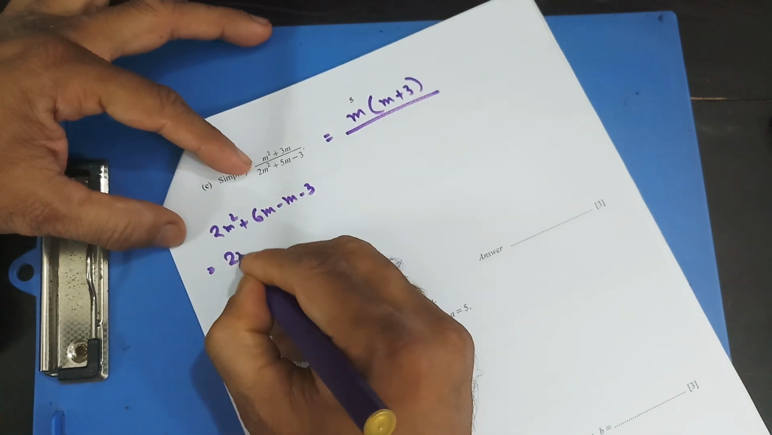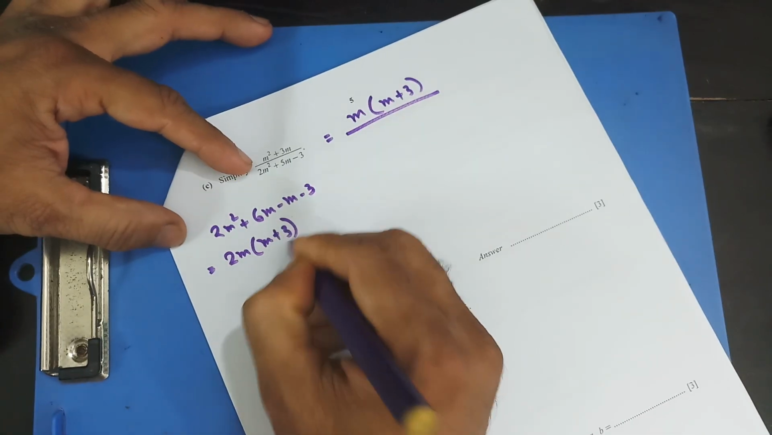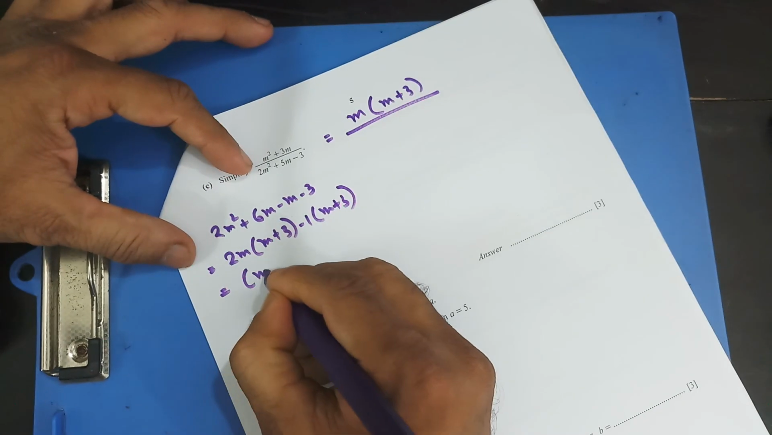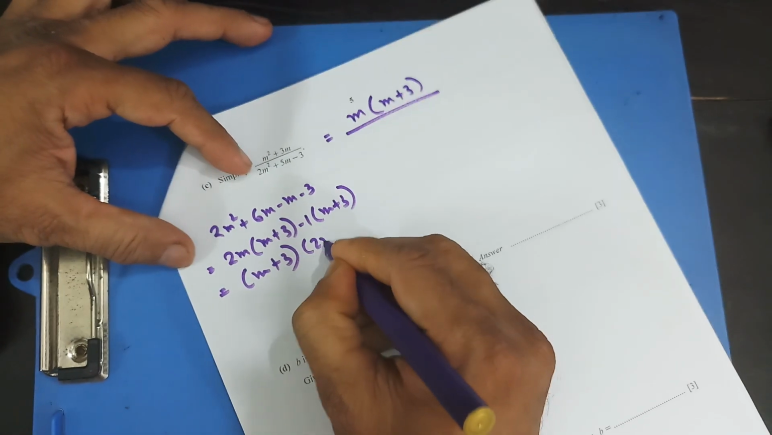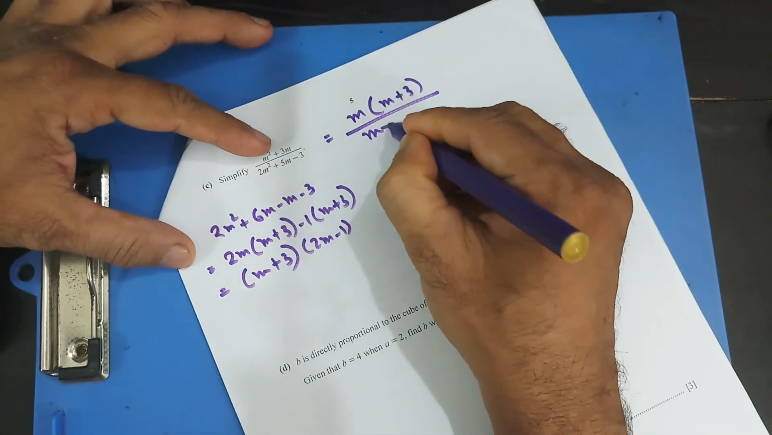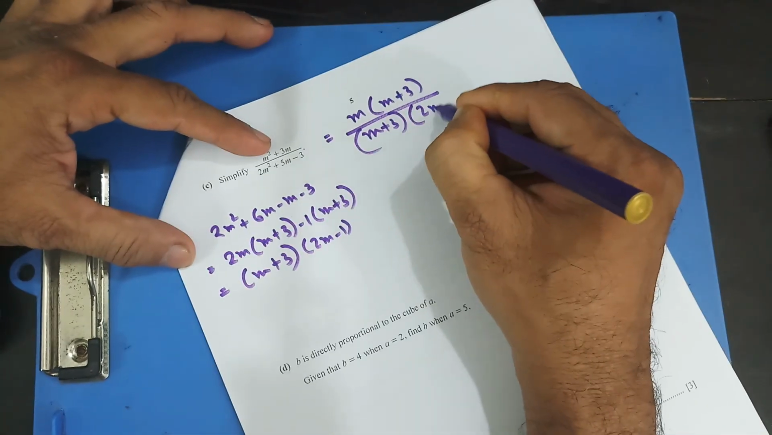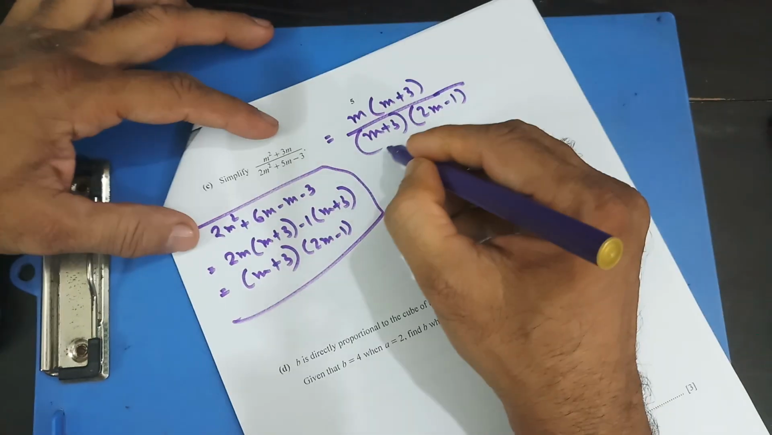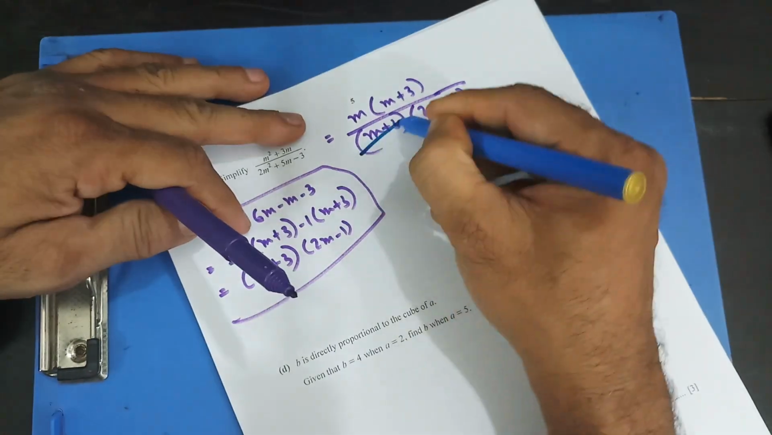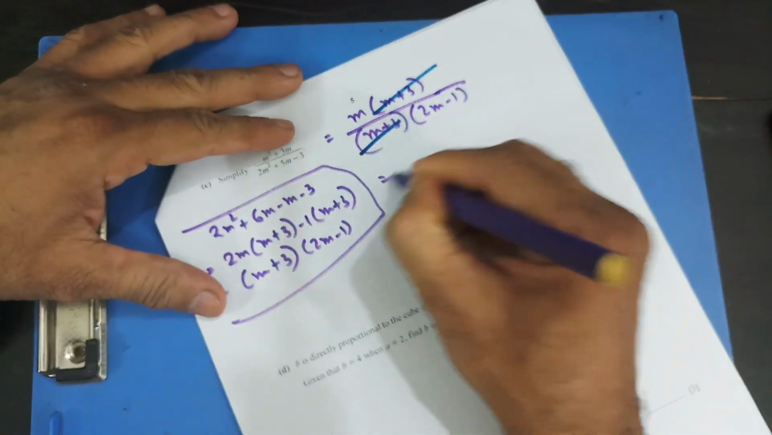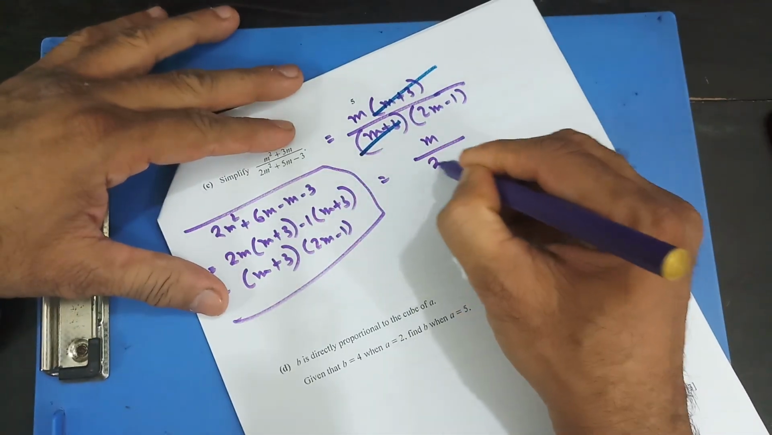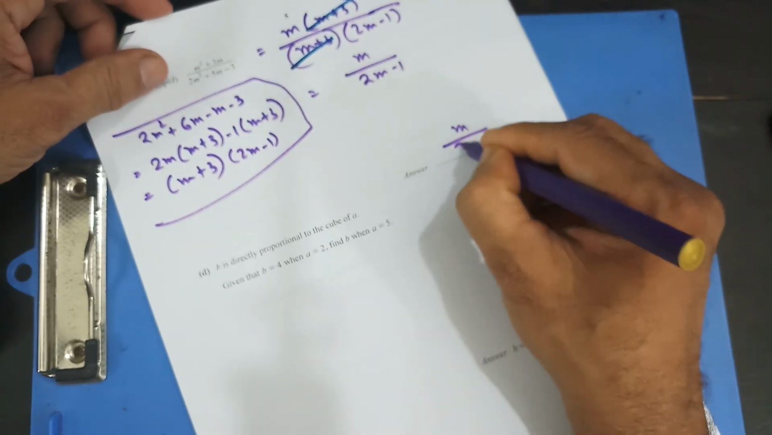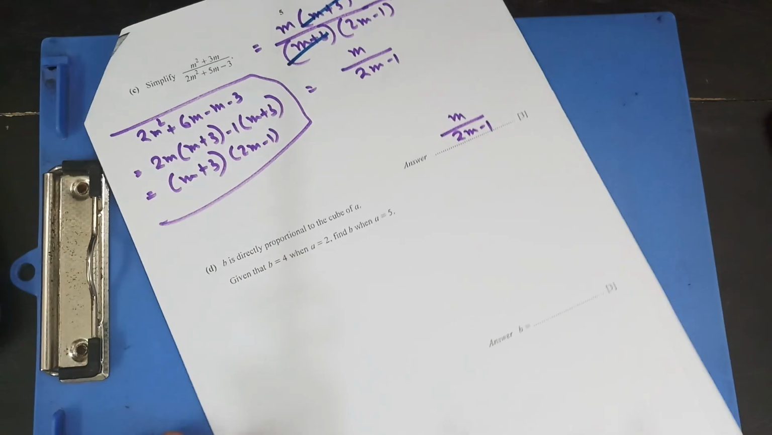So this is going to be 2m(m + 3) minus 1(m + 3). So this is going to be (m + 3)(2m - 1). So (m + 3)(2m - 1). This is my rough work, don't cross it out. You can put it in a bracket. And then this thing is going to cancel out, and I'm going to have m over 2m minus 1. So my final answer is m over 2m minus 1.